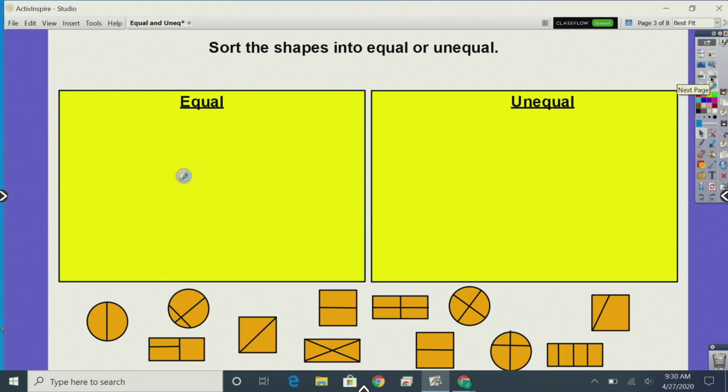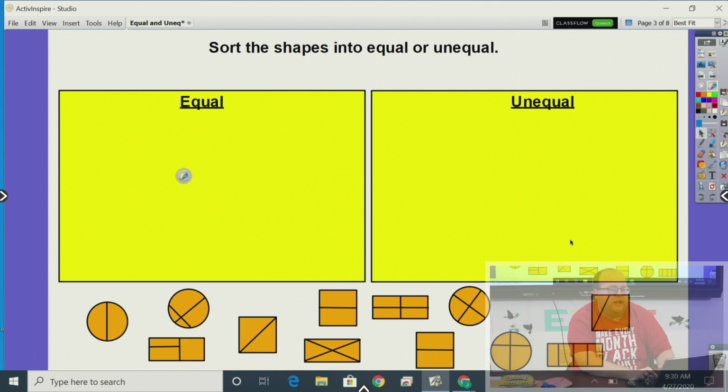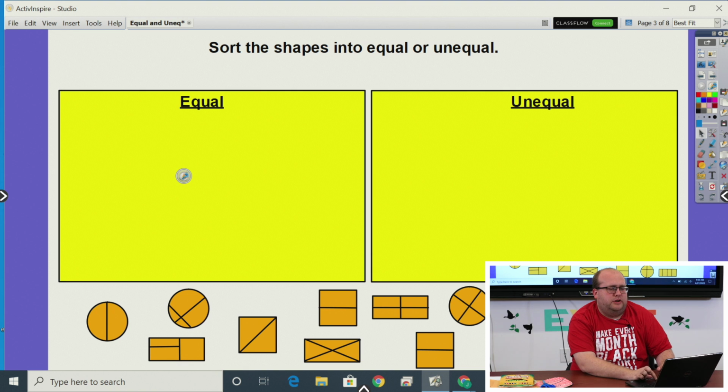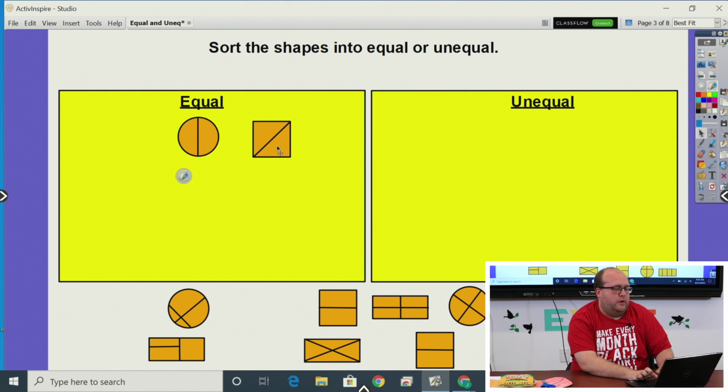Some shapes are equal in this and some are unequal. So when we're dividing our fractions, we want to make sure they're always in equal parts. So look at this one right here. This one is divided equally down the middle into 2 pieces, divided into half. That's an equal shape. Here's the same thing with a square. Divide it right down the middle diagonally, or we can take that square and cut it into half lengthways.